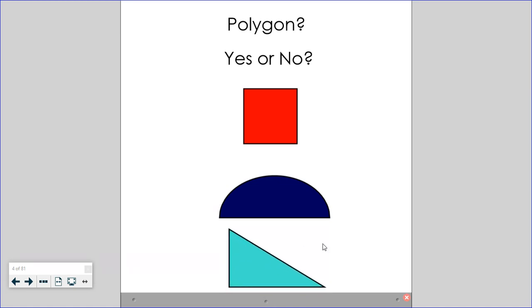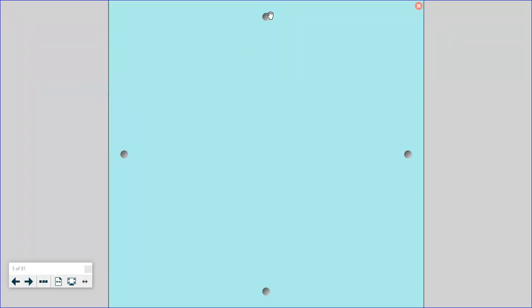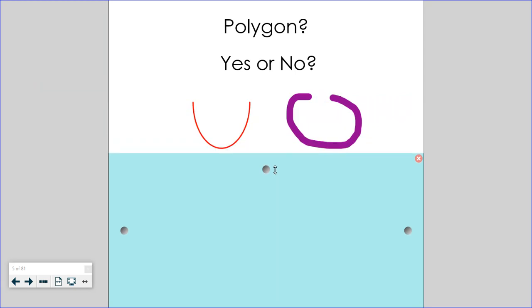Move it up a little bit so you can see. Yep, that is a polygon. It has 3 straight sides, and it is a closed shape. All right, let me put my screen shade back up. How about these? Let's start with these 2 right here.